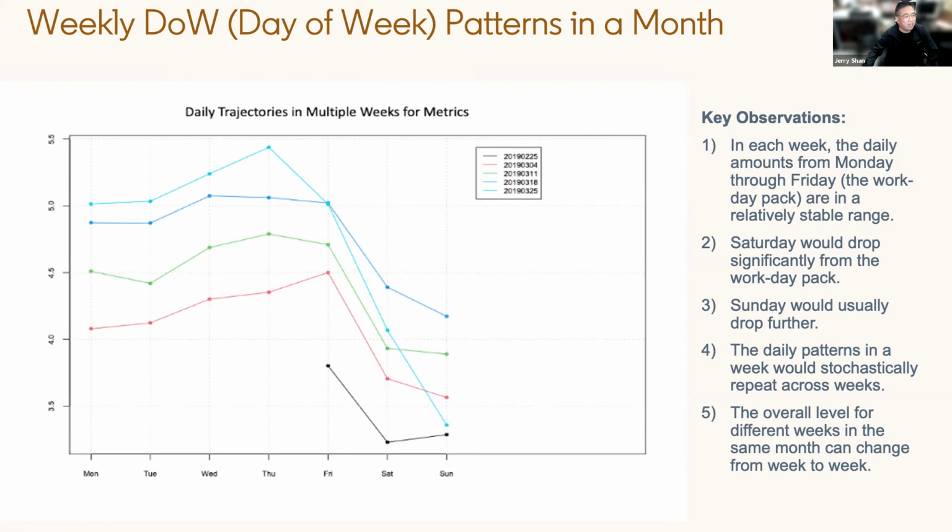Also, each curve exhibits a daily pattern in a week that would stochastically repeat across weeks, more or less. Of course, the relative magnitude can change, but the overall patterns are more or less the same. From this graph, you can see the first week is black, which is in February. Once you get into March, the first week is red, followed by the second week, third week, fourth week. You can see the overall level also increased from week 1 to week 4 in a month. This is a good observation.